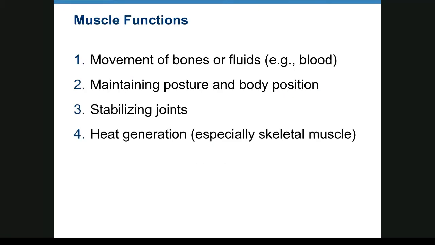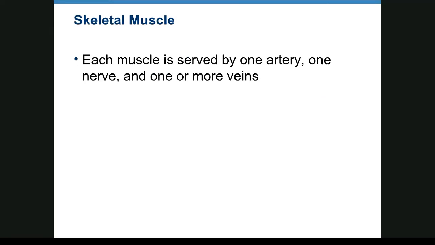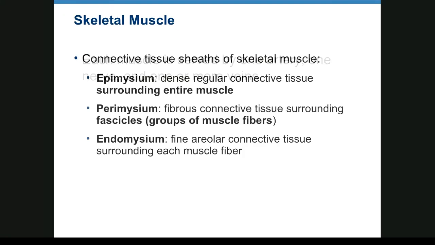Muscle function: movement of bones or fluids, maintaining posture, stabilizing joints, heat generation. Okay, each muscle is going to be served by one artery, one vein, and one nerve, at least. Muscle, this is again skeletal muscle, has connective tissue sheaths that give it strength and also a connecting point.